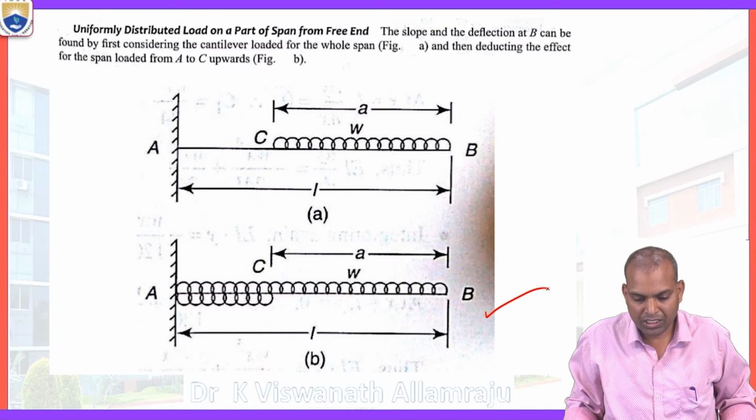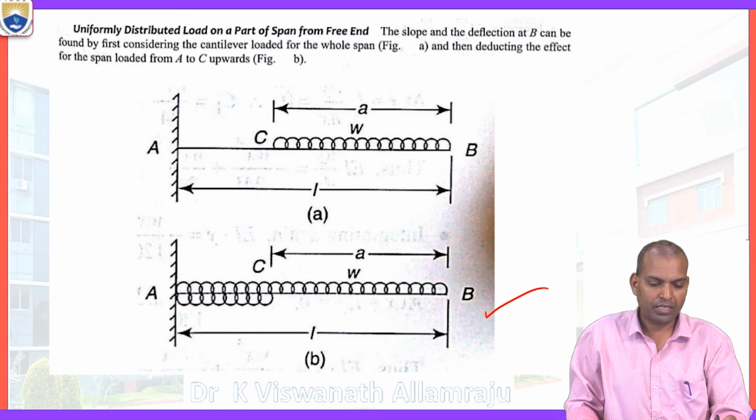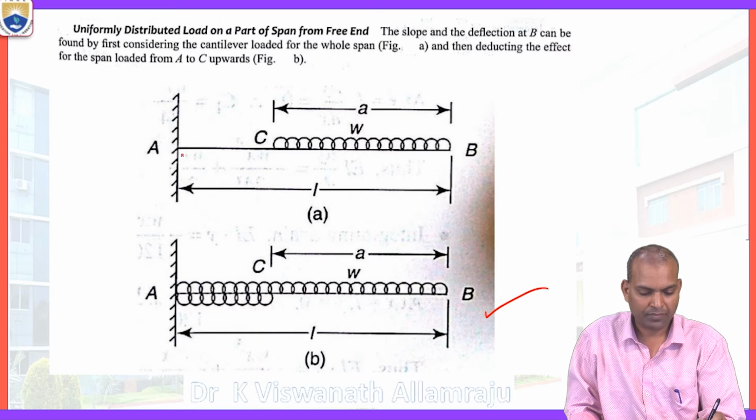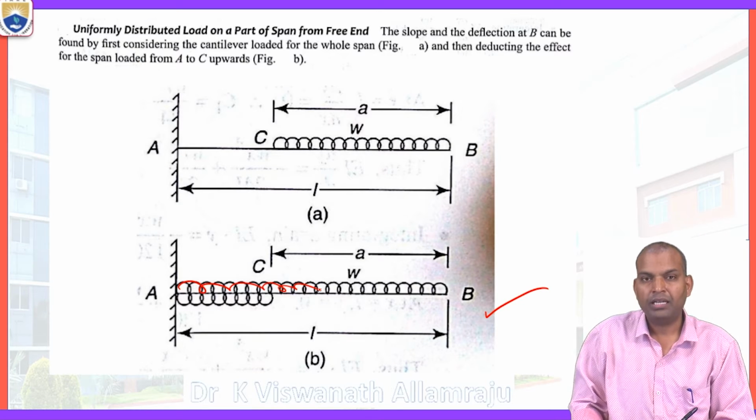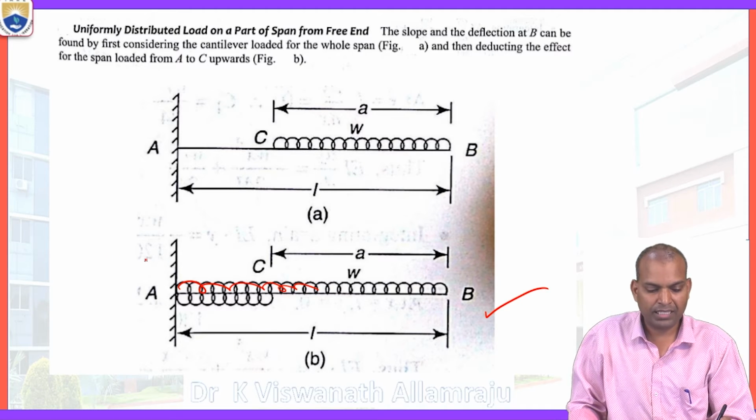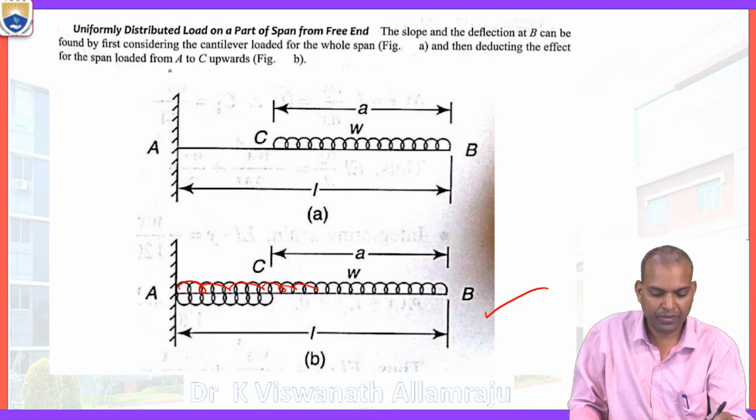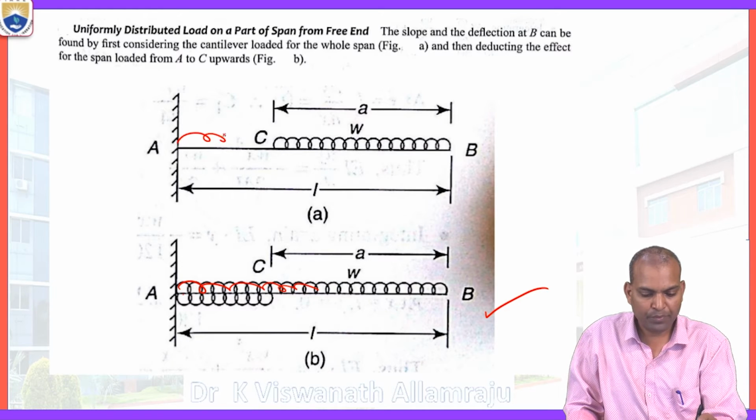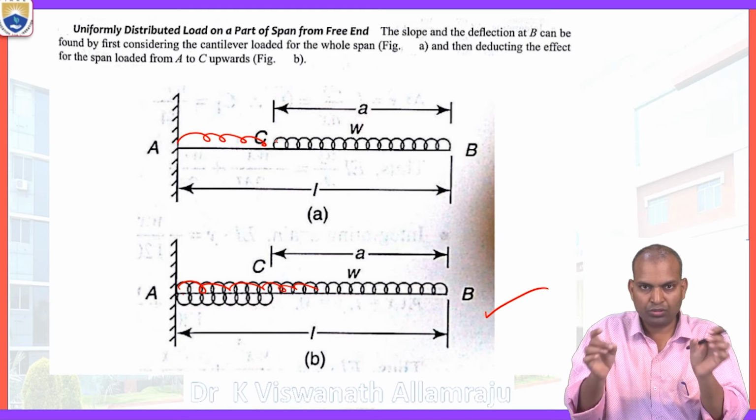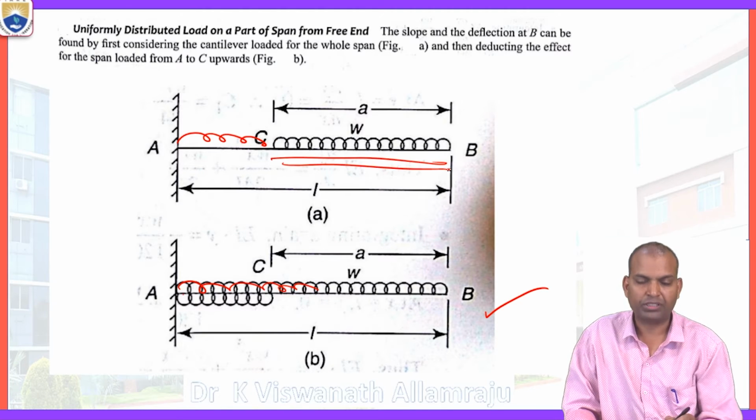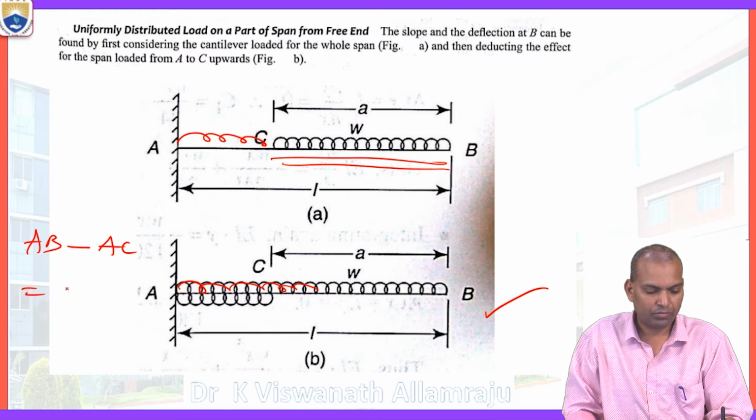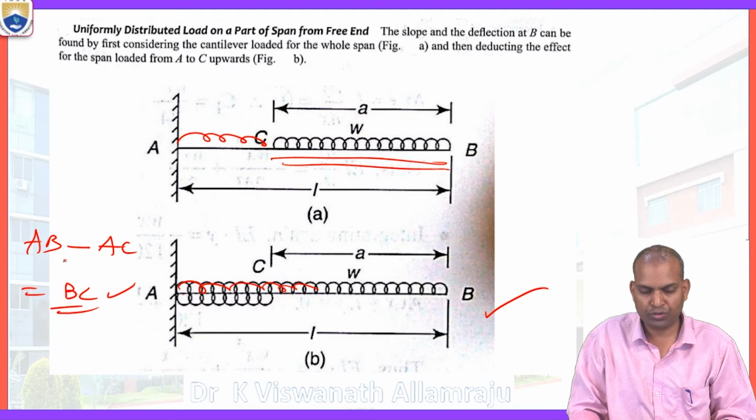The slope and deflection at point B can be found by first considering the cantilever beam loaded for the whole span, that is figure A. Then we deduct the effect of the span loaded from A to C. Before, we calculated the case A to C at a distance. If we deduct the A to C portion from the total, we get the BC portion. AB minus AC equals BC. This is the concept we used here.